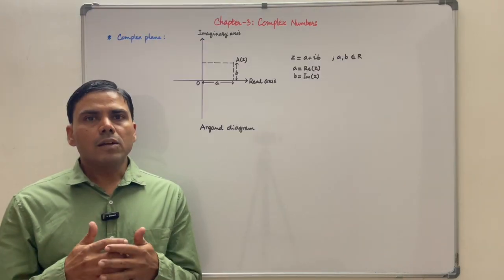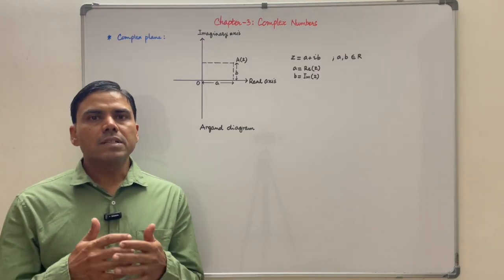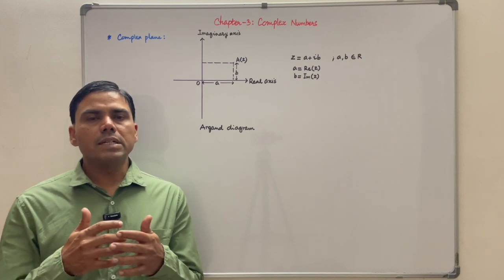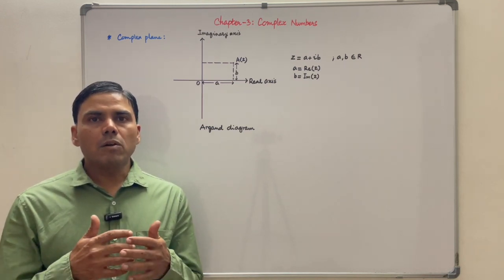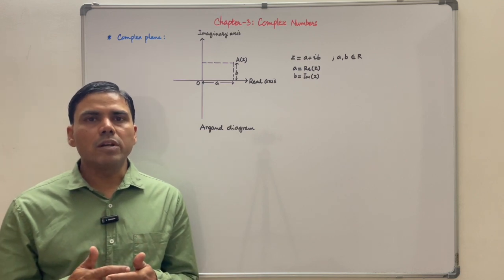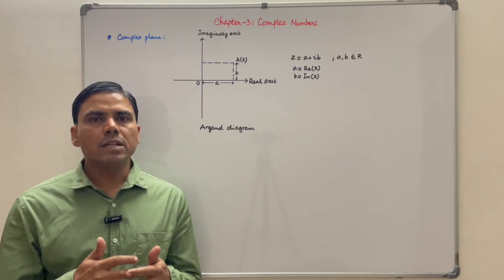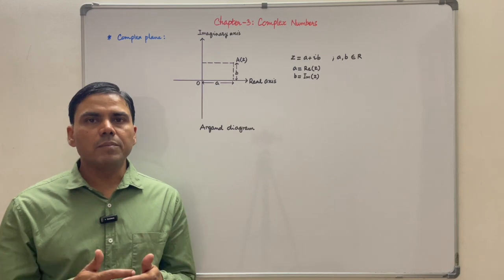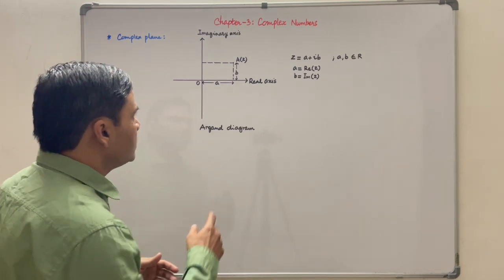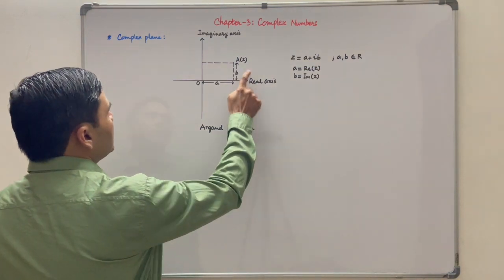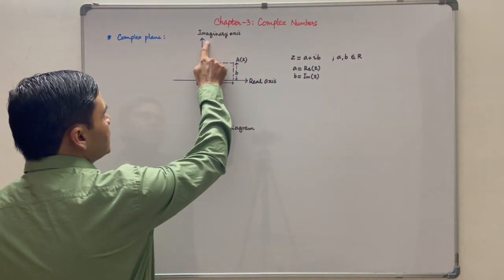Now let us understand the complex plane. In number systems, natural numbers, whole numbers, integers, and real numbers are represented on the number line. But complex numbers cannot be represented on the number line. They are represented in the complex plane, which is very similar to the 2D Cartesian coordinate plane. In place of the x-axis, it is the real axis, and in place of the y-axis, it is the imaginary axis.